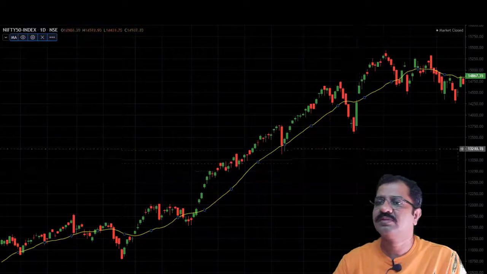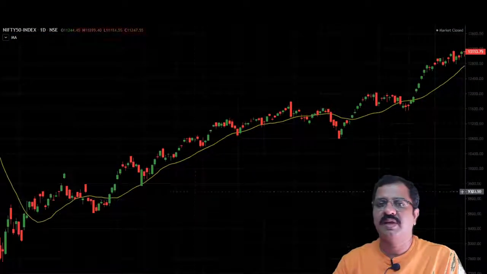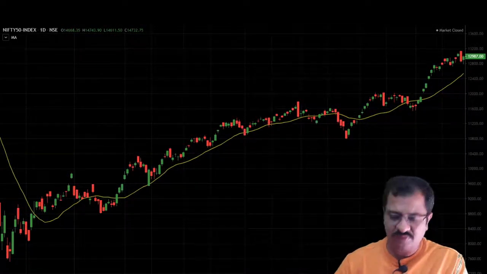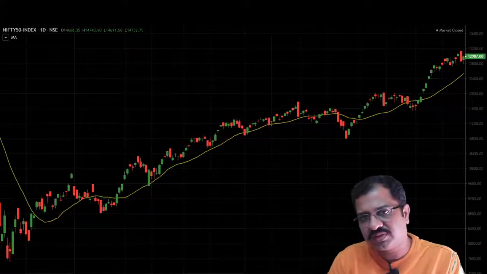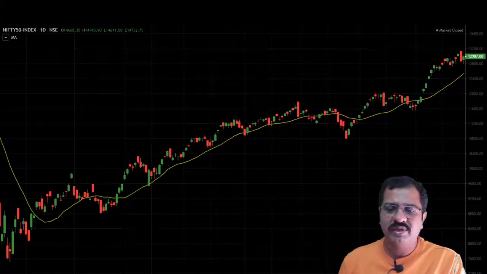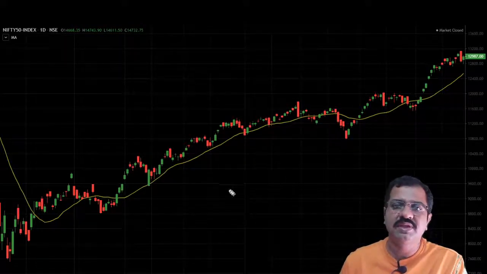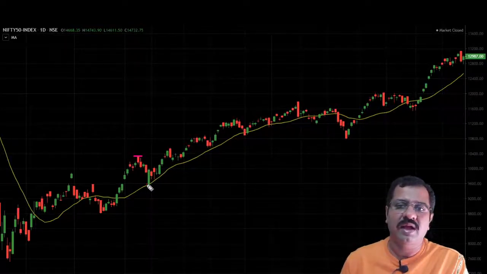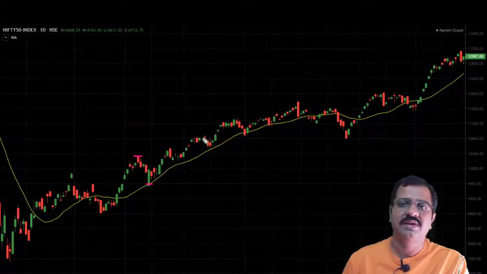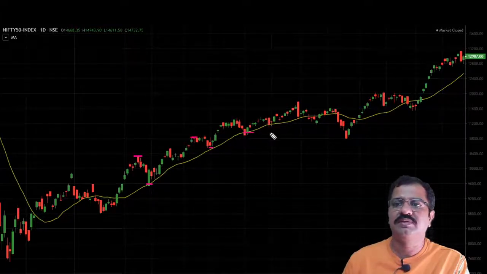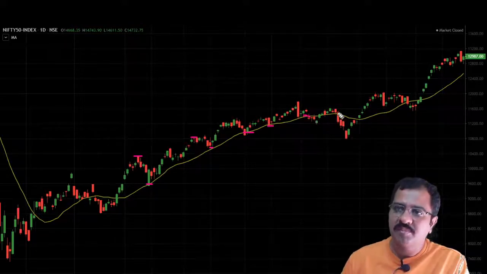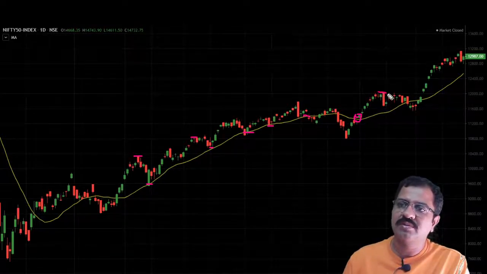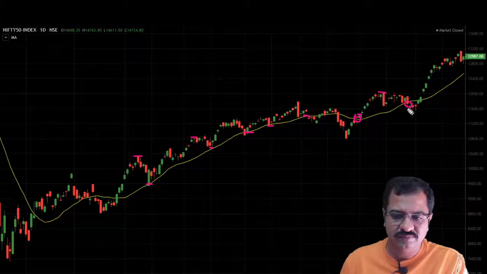Okay, I'll just go a little back here. See what is happening here. Now if you consider this 20 moving average as mean, then price is going above and this is coming back to mean, right? Price goes above, comes back to mean, comes back to mean, here comes back to mean. Price goes below, then also it comes back to mean. Price goes above, this comes back to mean, right?